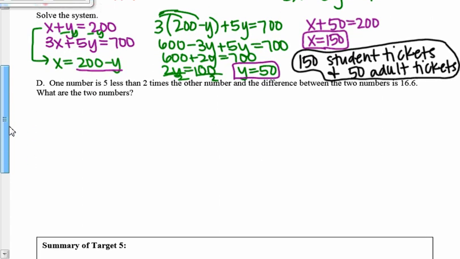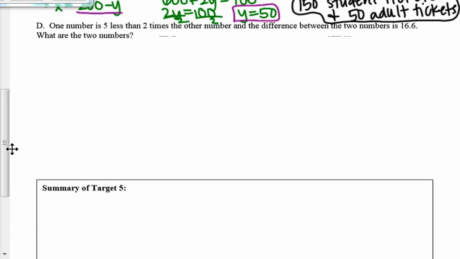Okay, last one. One number is 5 less than 2 times the other number, and the difference between the two numbers is 16.6. What are the two numbers? The easiest thing for me to see here, when I first read this, is the difference between the two numbers is 16.6. I know that when I hear or read the word difference, I'm going to be working with subtraction. So I know that the difference between them is 16.6. I'm just calling one of those numbers x, the other number y, and I'm just saying x minus y equals 16.6.